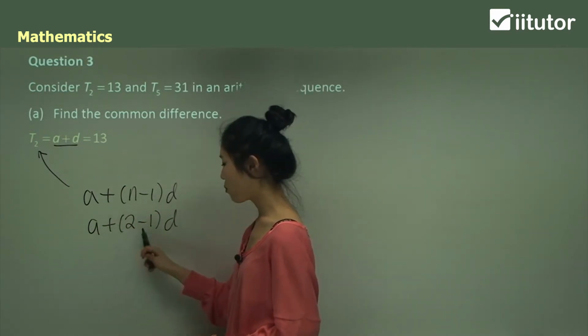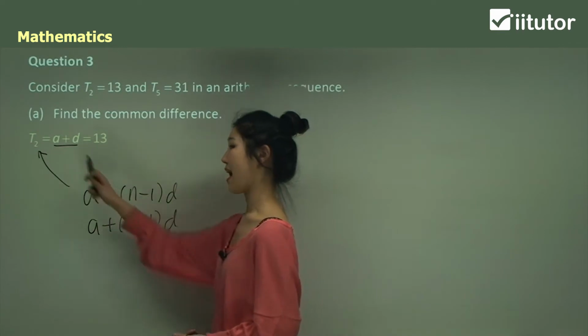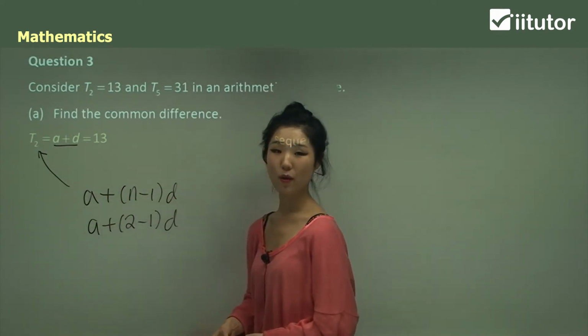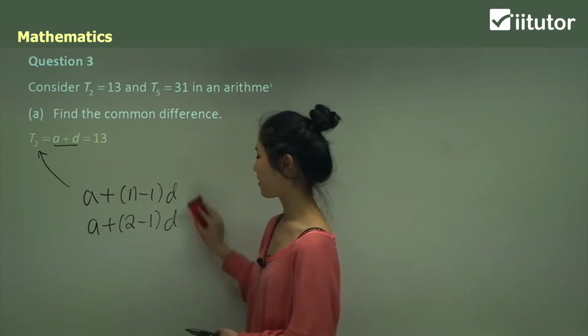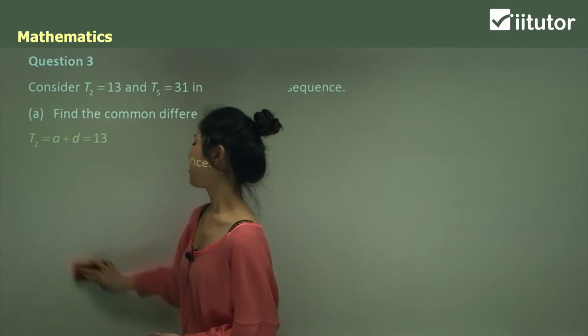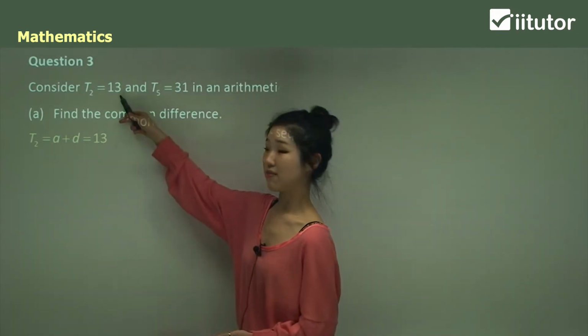So I have A plus 1 times D, which is simply A plus D. Okay, that's how we get A plus D. Basically, we're just using the formula all the time. Just for those who are confused, that's T2. So A plus D is 13 because that's given, right?